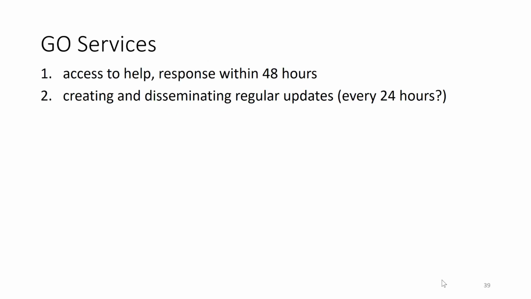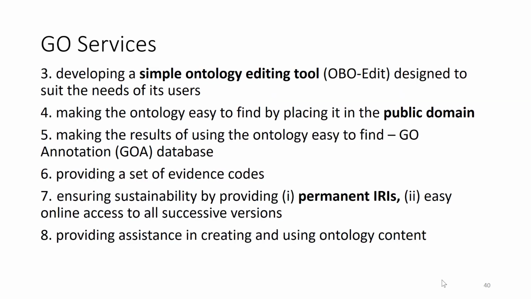This is a GO service. It's a service to the community. The help desk helps people to answer queries about the GO. And all of the ontologies in the OBO Foundry have a similar service. So there is the product, which is the GO itself, the ontology, and then there is a service. Another service is to create updates. And there are, if you list them, a lot of services provided by the GO.